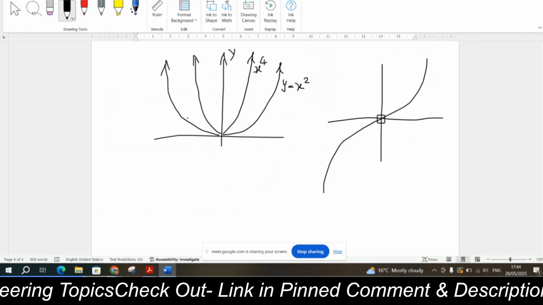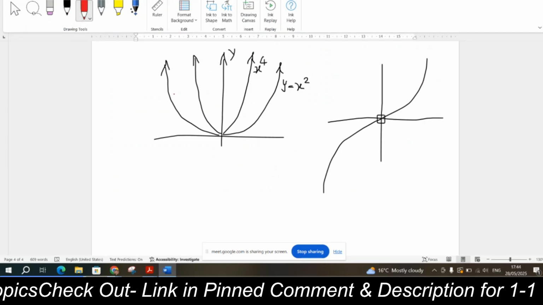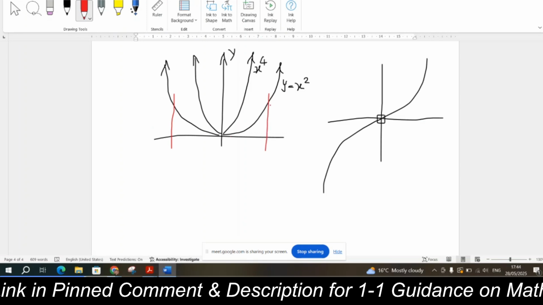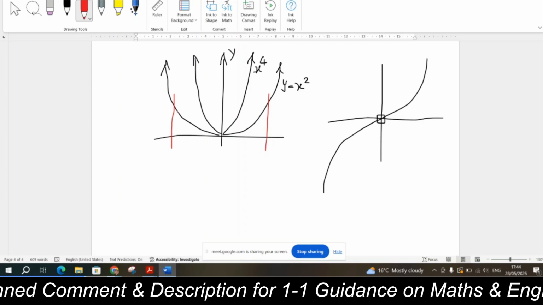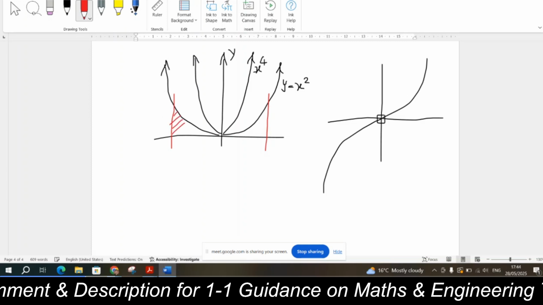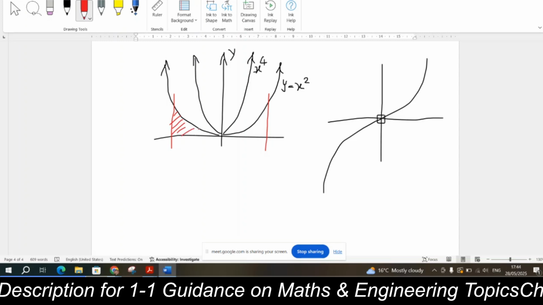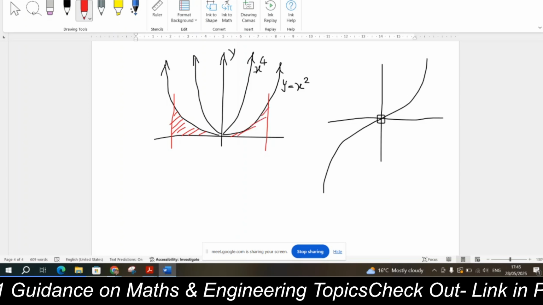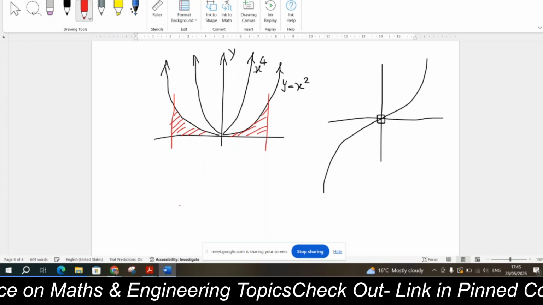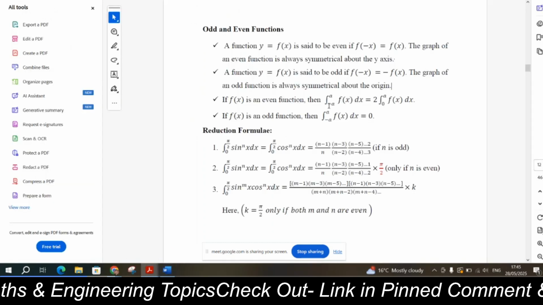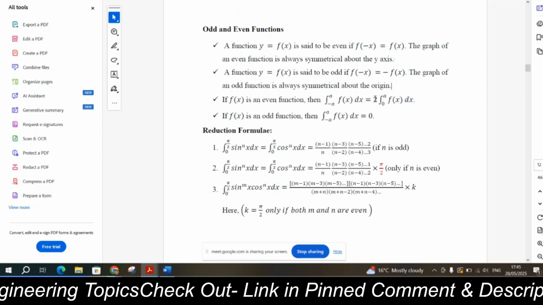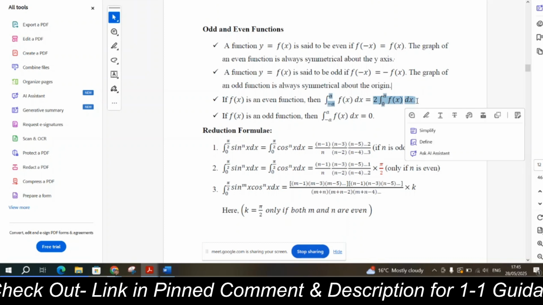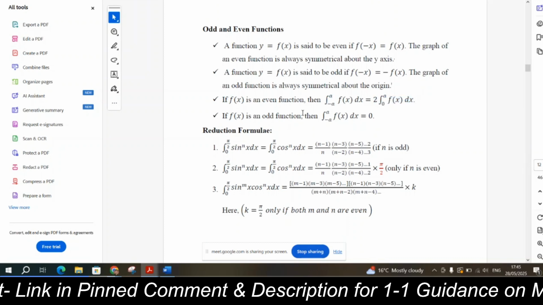Integration is area under the curve. Correct. So let's say you have y is equal to x square. Now you know that this curve is symmetrical, which means this area will also be equal on both sides of the curve. And if you know they are equal, you can split them from 0 to a, and you can write 2 times that particular area. Does this make sense?